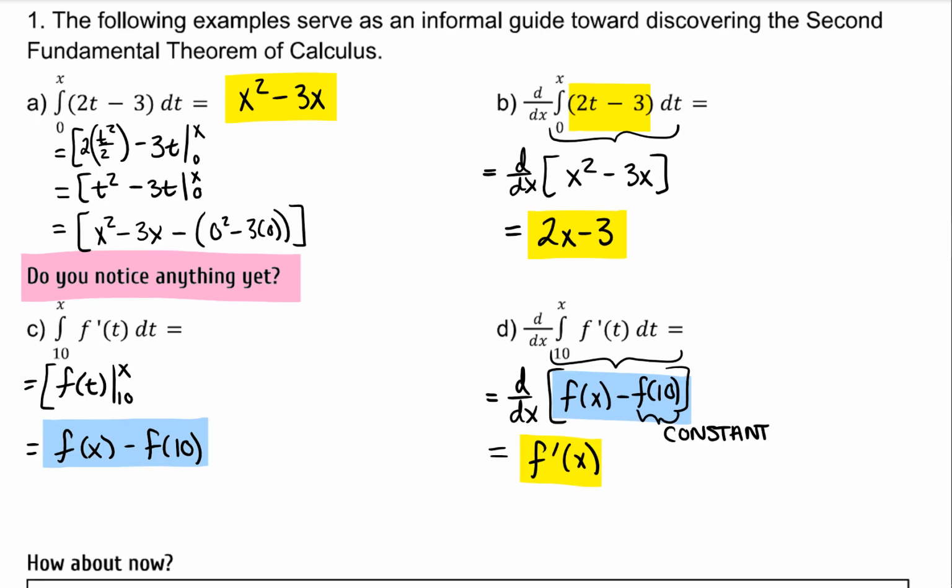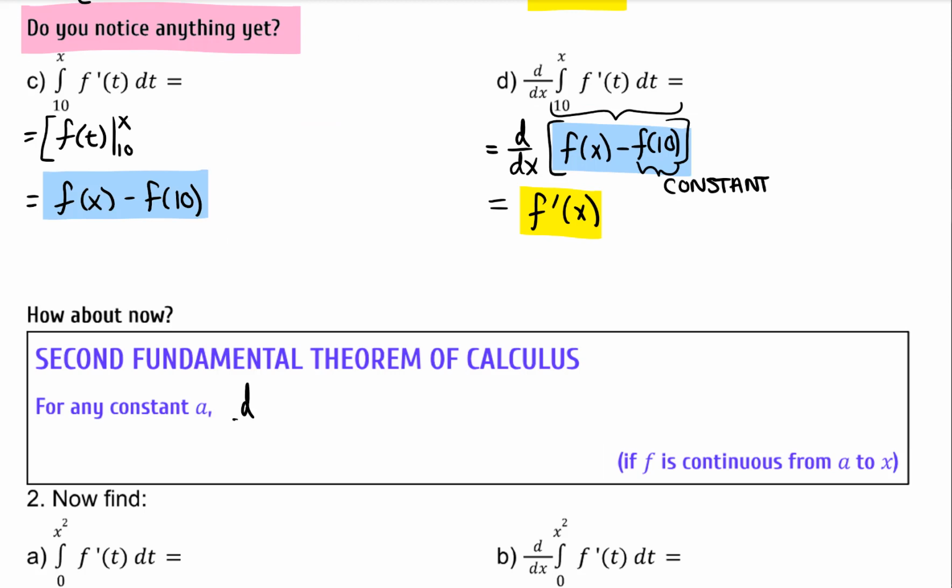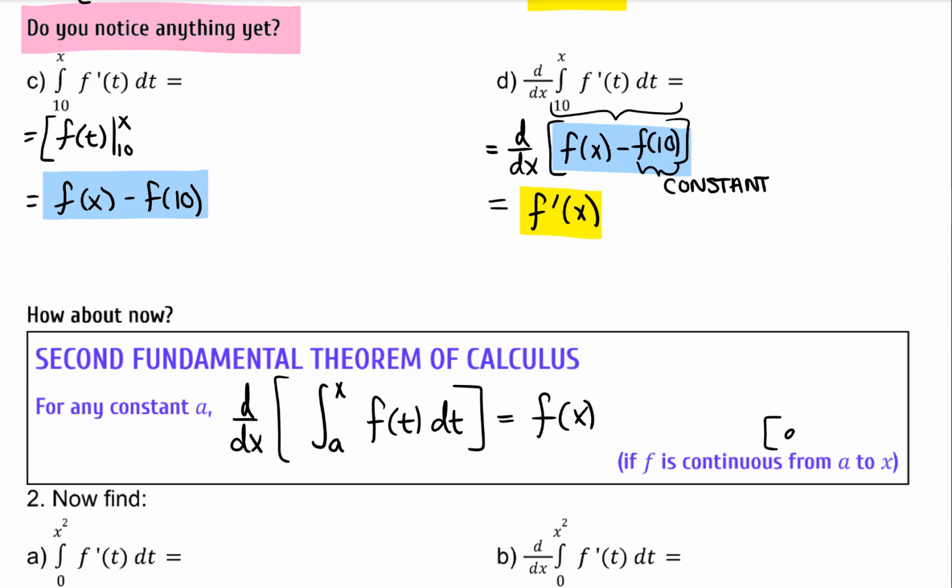What do you notice? If we're integrating with respect to t from 10 to x, it's simply replacing our t's with x's. So for any constant a, the derivative of the integral from a to x of f of t with respect to t will simply be equal to f of x if f is continuous from a to x. The second fundamental theorem of calculus establishes a relationship between a function and its antiderivative. Specifically, for a function f that is continuous over an interval containing the x value of a, the theorem allows us to create a new function by integrating f from a to x.